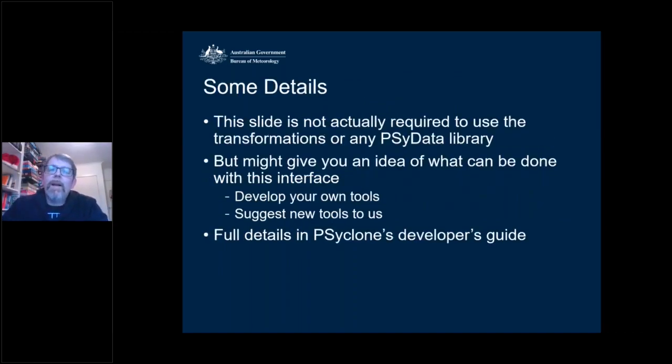Now, I have thrown in one slide here that shows the code that's being automatically added. It's not required to understand all of this or follow all of this if you're not interested in the details. The PSyData API is quite generic, anyone can use it, but I still thought it's useful to give you an idea of the information we are providing and PSyclone has, so that you have an idea what other tools could be implemented with this. And that means you can develop your own tools, or you can suggest to us, what about the following tools that would be quite useful. The full API is described in the PSyclone developer's guide. I'll just give a rough overview here.